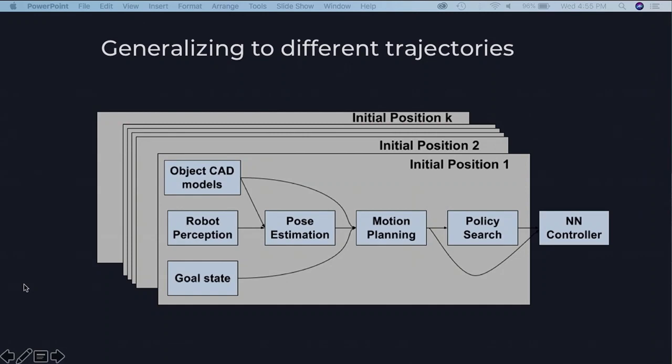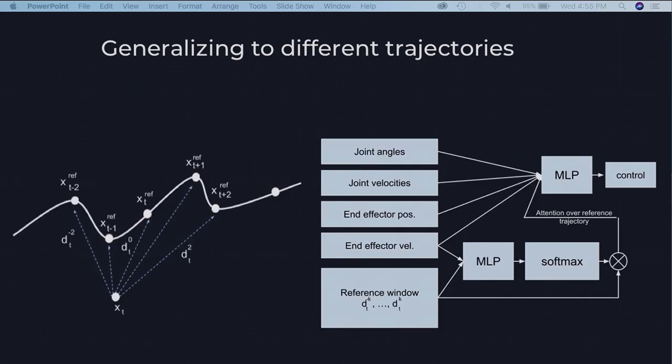Okay, so that's all well and good if you just have a single initial position and a single goal position. But now if you have a new initial or goal position, you have to repeat this process over again, because these ILQG controllers are specific to one trajectory, right? So to alleviate this issue, we propose a neural network architecture which accepts the reference trajectory as an additional input and learns to track this input.